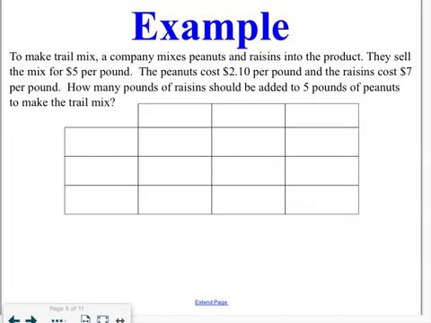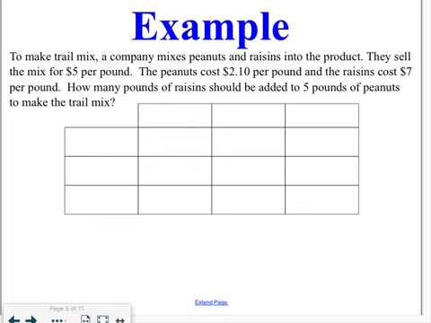So what we're looking at here is, to make trail mix, a company mixes peanuts and raisins into the product. They sell the mix for $5 per pound. The peanuts cost $2.10 per pound. The raisins cost $7 per pound. How many pounds of raisins should be added to 5 pounds of peanuts to make the trail mix?